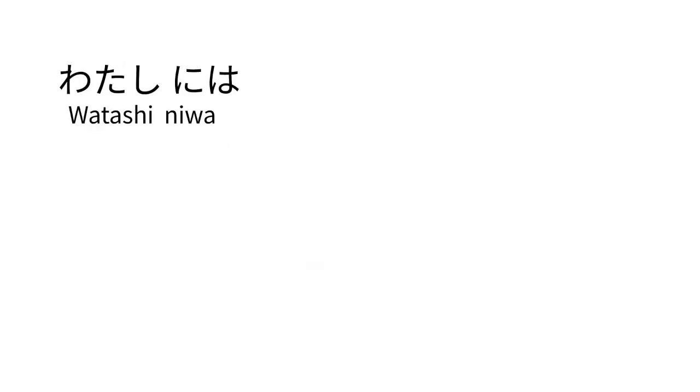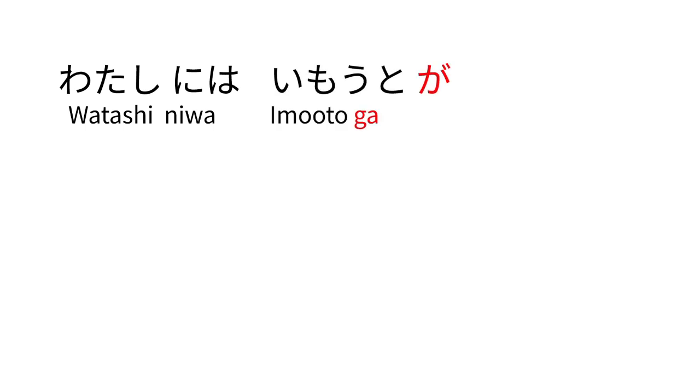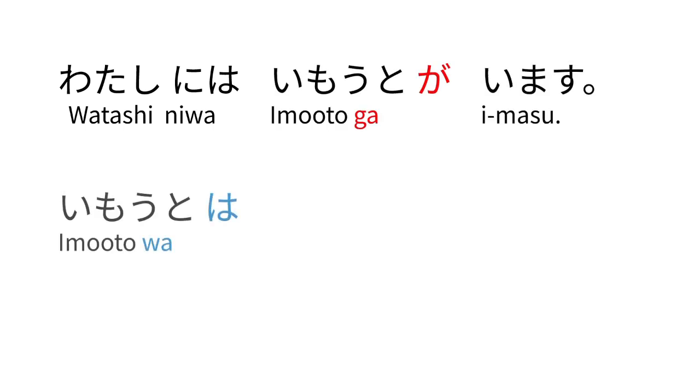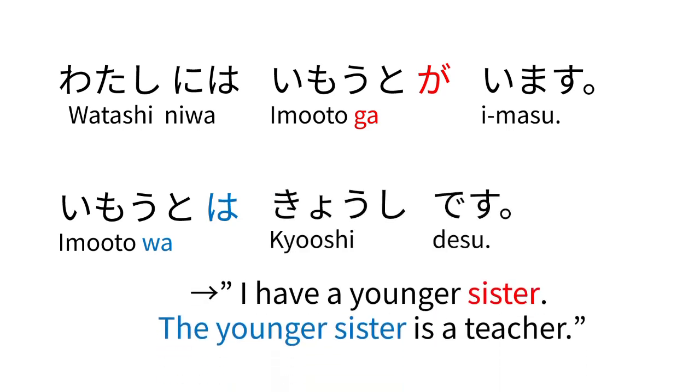For example, 私には妹がいます。妹は教師です。I have a younger sister. The younger sister is a teacher. In the former sentence, 妹 appears as new information, and the latter sentence, on the other hand, 妹 appears as old, already known information.